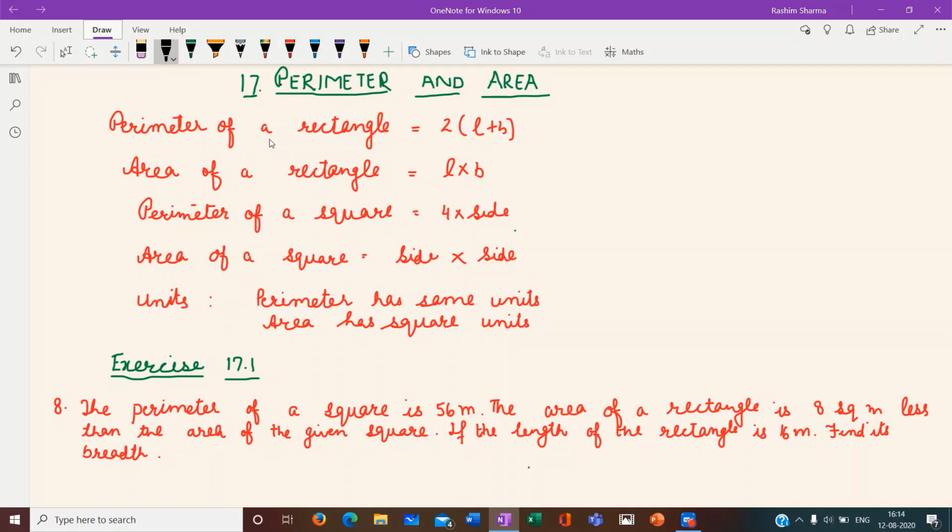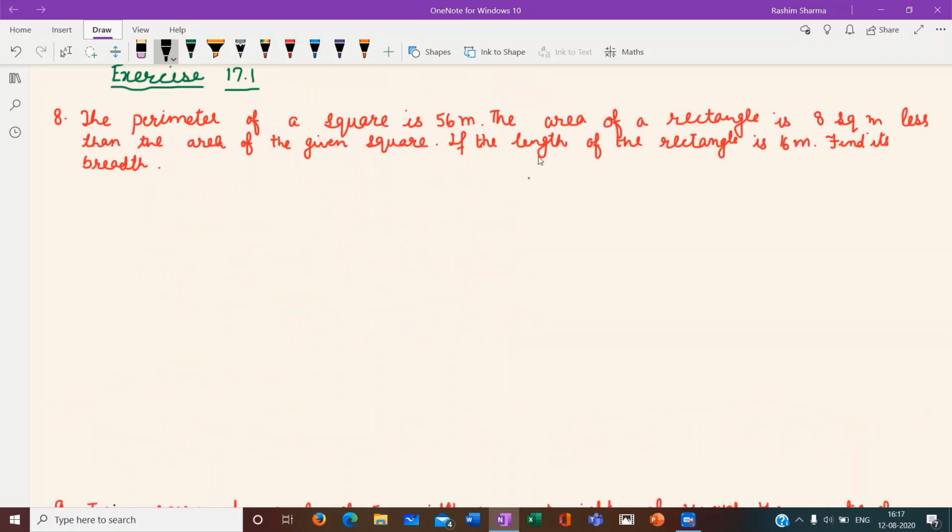In exercise 17.1 we discussed questions 1 to 5, and questions 6 and 7 you were given to do on your own, as they were similar questions. Today we will start with question number 8. Question number 8: the perimeter of a square is 56 meter. The area of a rectangle is 8 square meter less than the area of the given square. If the length of the rectangle is 16 meter, find its breadth.